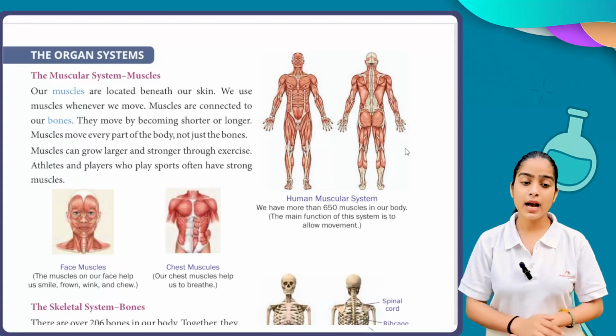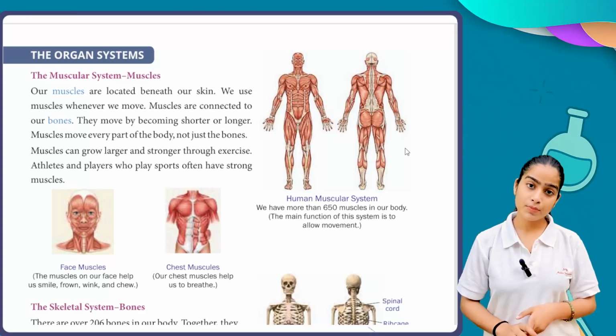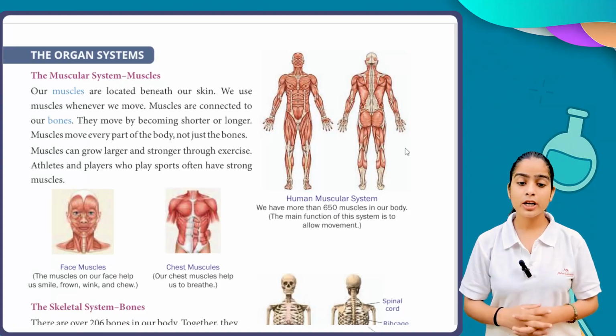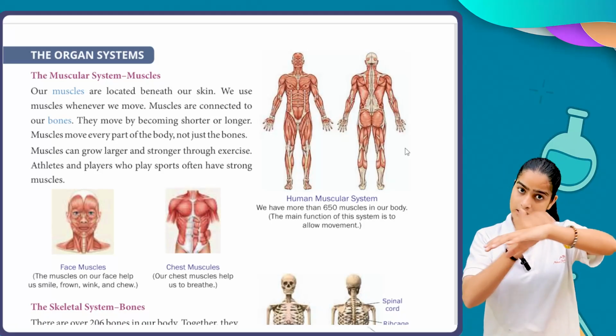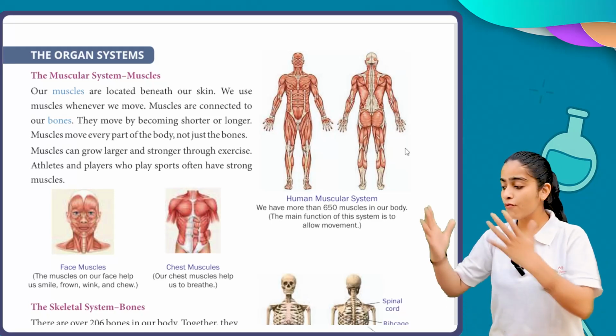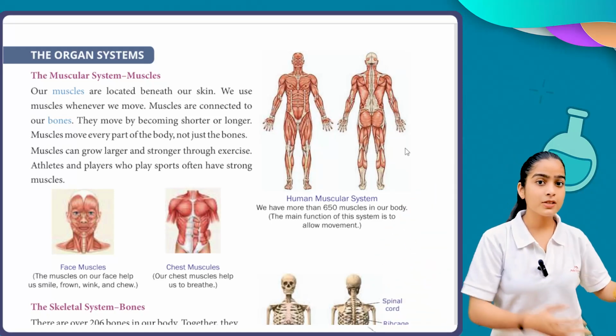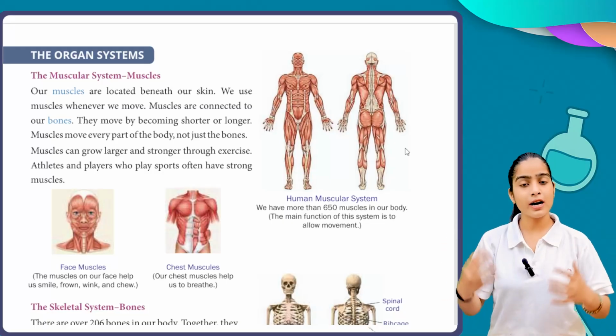And first we have the muscular system, which means muscles. Our muscles are located beneath our skin. We use muscles whenever we move. So the muscles are present beneath our skin, and if we want to move from one place to another place, we have to use our muscles.